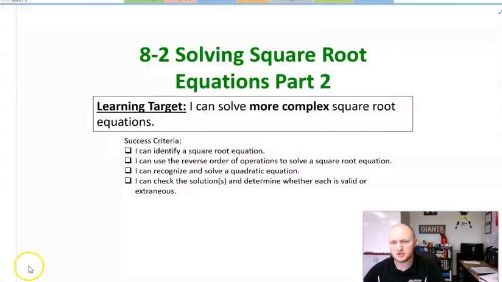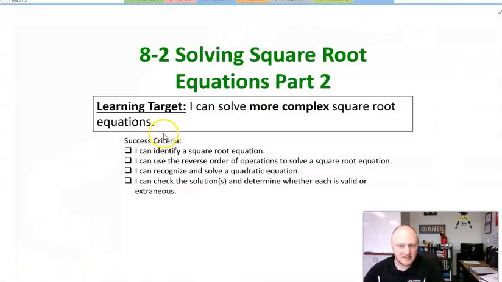Hello, welcome to this video where we're going to solve more complex radical equations. This is part 2 in a series of solving radical, specifically square root equation videos. So if you missed the first part, go back and watch that. Today we're going to look at more complex square root equations. Okay, that is our learning target.